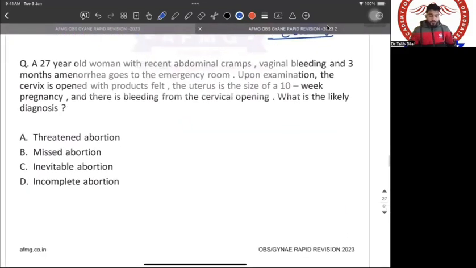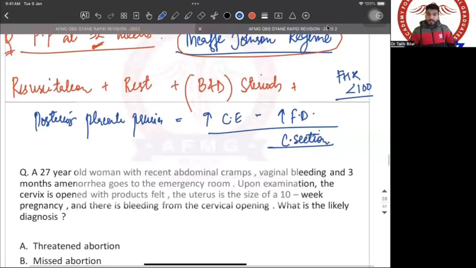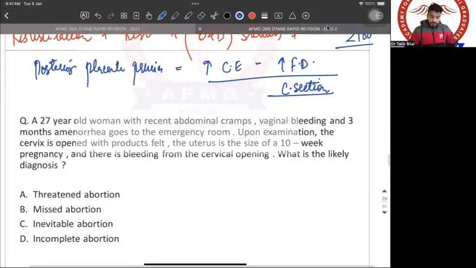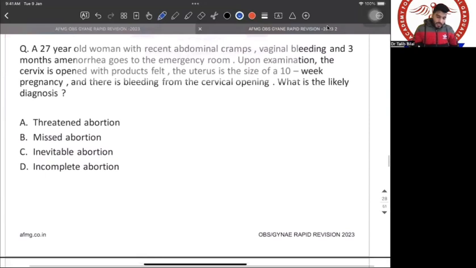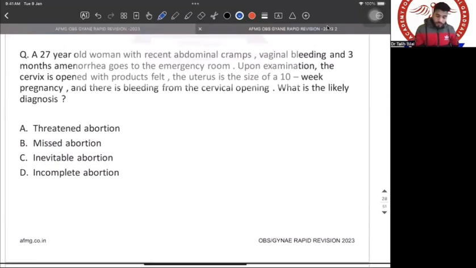Next question, guys. Very important again. All the questions that I'm discussing in this part 2, every topic is very important. A 27-year-old woman with recent abdominal cramps and vaginal bleeding at 3 months of amenorrhea goes to the emergency room. Upon examination, the cervix is open with the products felt.